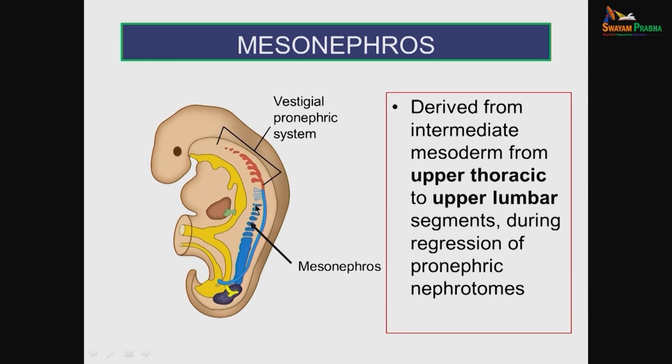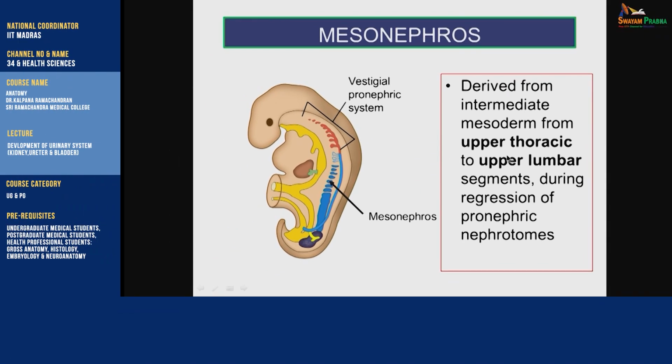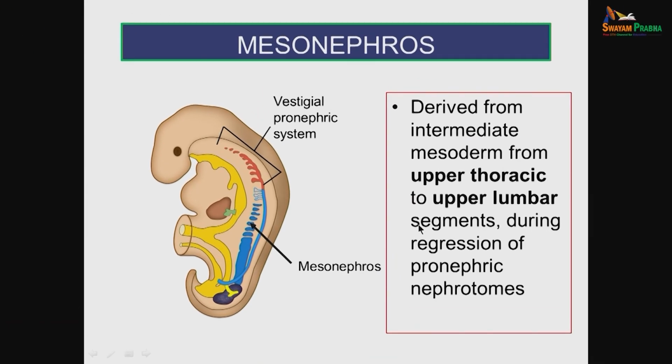Next is mesonephros. So, from where to where does it extend? It extends from the upper thoracic to upper lumbar segments. This is very important. It extends from the upper thoracic to upper lumbar segments when the pronephros is regressing. As we have understood, the pro-, meso-, and metanephros are all derived from the intermediate mesoderm. So mesonephros starts developing.